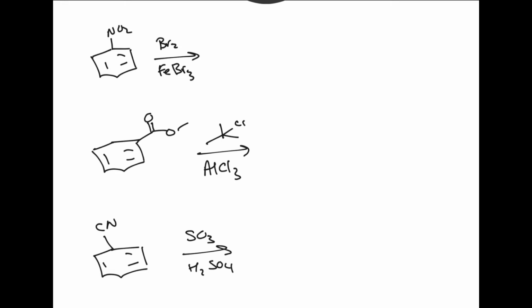So here we're going to add bromine, right? So Br2 FeBr3 adds bromine. Nitro group directs meta. Only one product. Again, both meta groups are the same, so it doesn't matter which one you add to, right? So this meta carbon and this meta carbon are exactly the same, so it doesn't matter which one you pick.